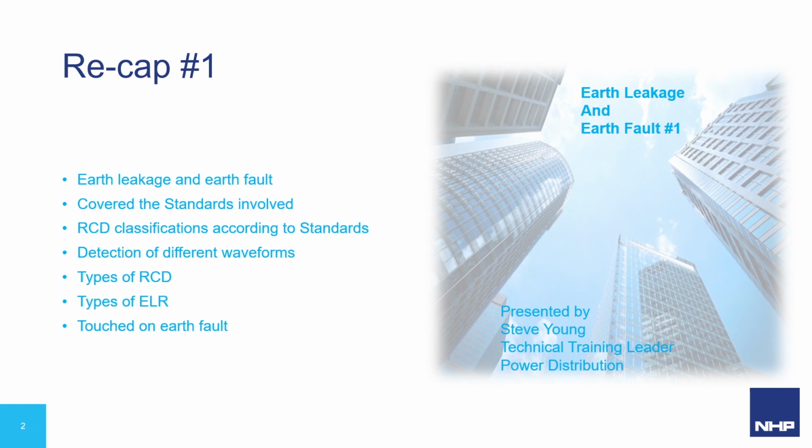Firstly, let's recap on edition number 1. In that presentation, we covered the difference between earth leakage and earth fault and discovered that it was really the same thing, only different in application outcomes and in magnitude. We looked at the standards involving the testing, performance and classification of detection devices, namely RCDs and earth leakage relays. We covered the need for detection of different waveforms and types of RCD used to detect and interrupt them, and we also took a brief look at different types of RCD and earth leakage relay. In the final section, we touched on earth fault and how we commonly detect, measure and interrupt the event and why.